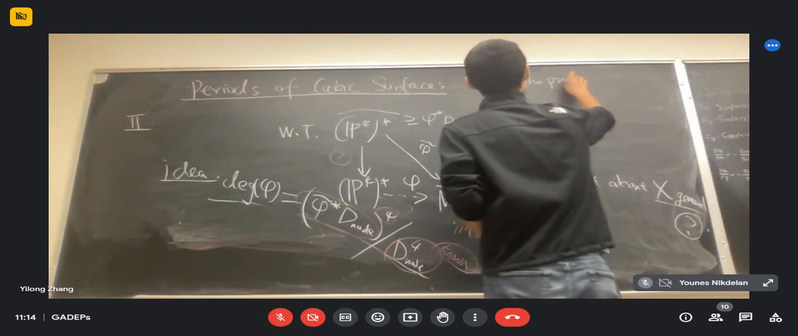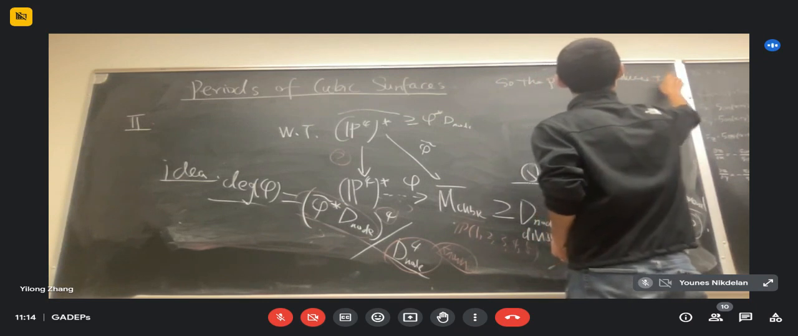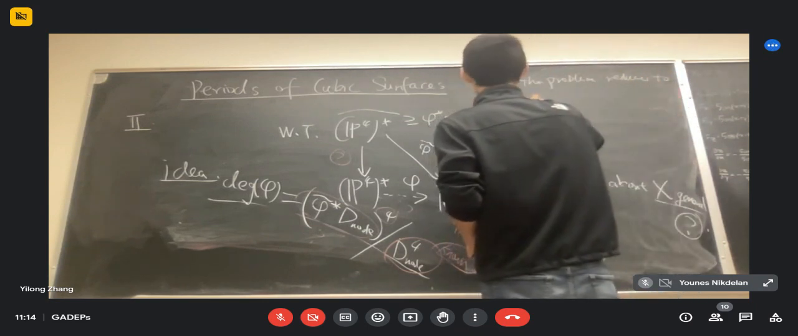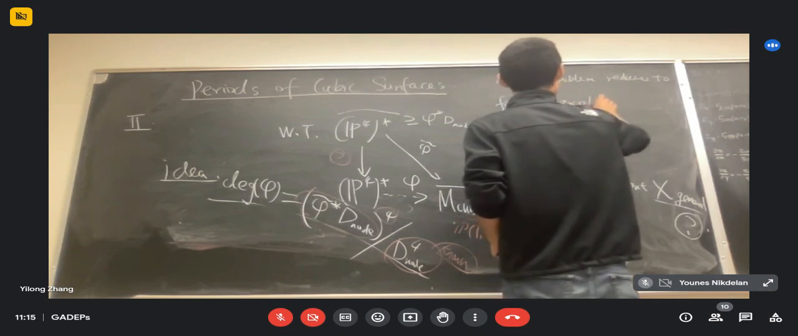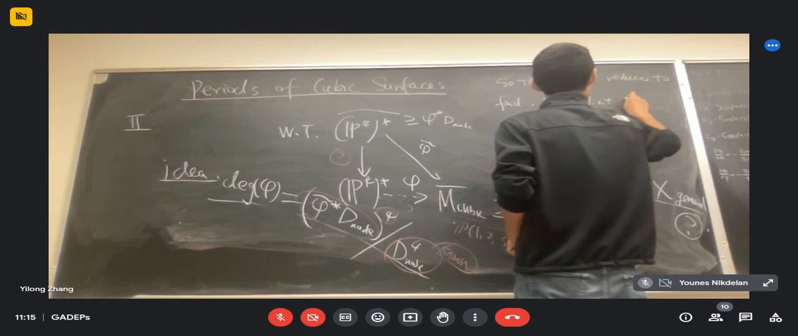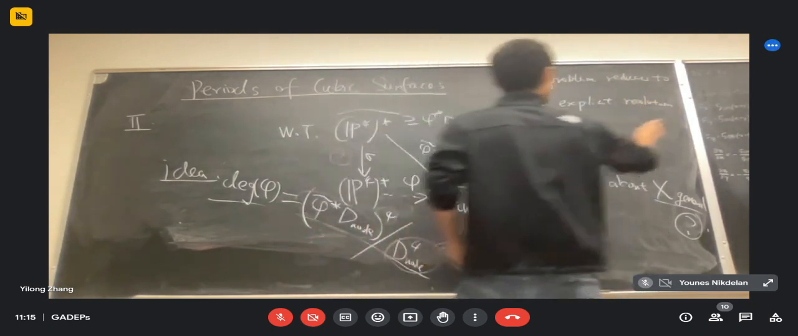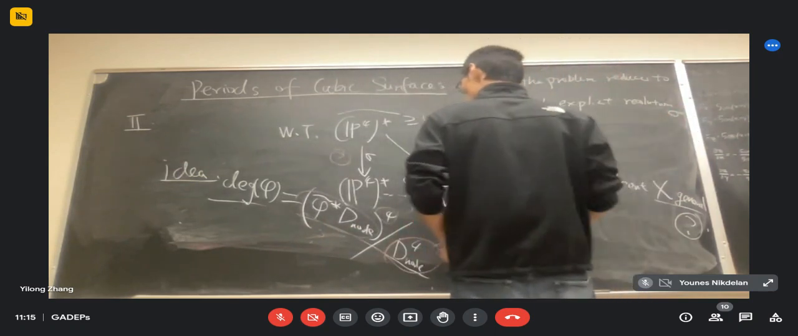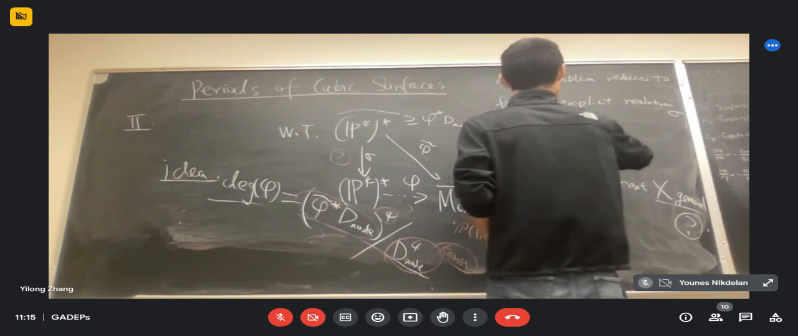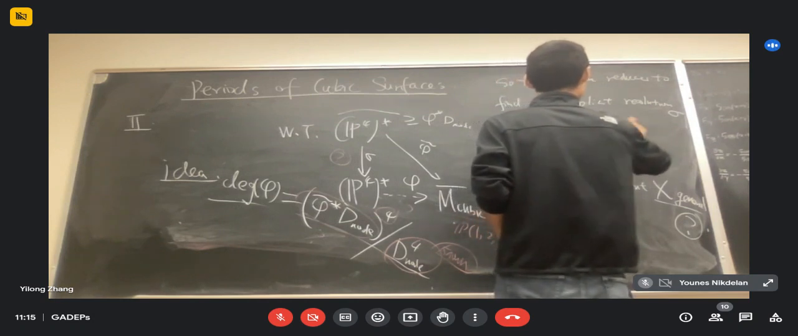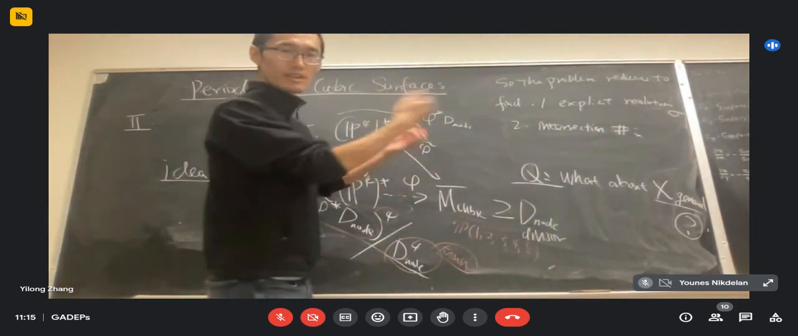the problem reduces to finding one explicit resolution, let's call it sigma, and two intersection numbers among those exceptional divisors.